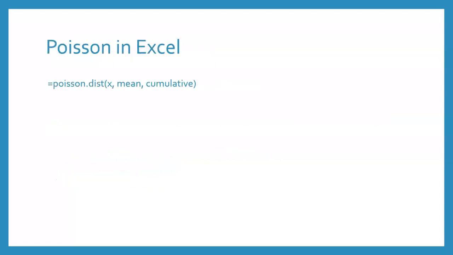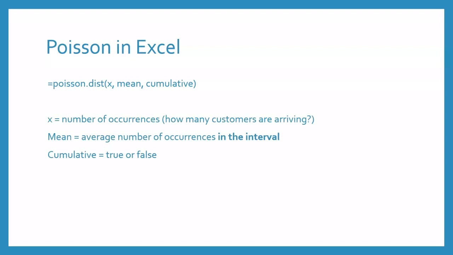Now in Excel, here's the function that we will use. Equals POISSON.DIST. And it's going to ask for 3 pieces. It will ask for the X, which is the number of occurrences. So how many customers are arriving? It'll ask for the mean, which we're going to want to make sure that it's in that correct interval, that correct amount of time. And then it's going to ask whether we want it to be cumulative or not. So that last part will be true or false.